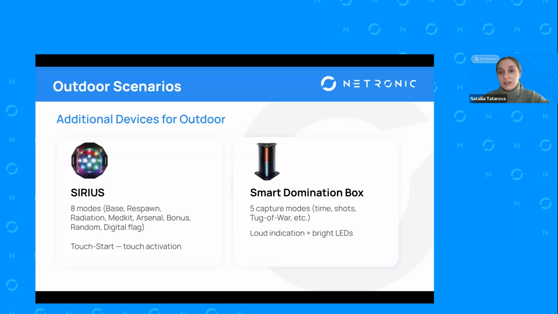And then the smart domination box. This is also a must-have device. This device is usually used in the capture scenarios, as I call them, where the objective of the game would be to capture this device and earn the points. So usually you would put that in the middle of the playground. The players will know that they have to come close to it, shoot at the top, and then, depending on the mode, they either have to shoot as many times as possible or shoot once and defend the device so that the opposite team doesn't shoot it and dominate it.